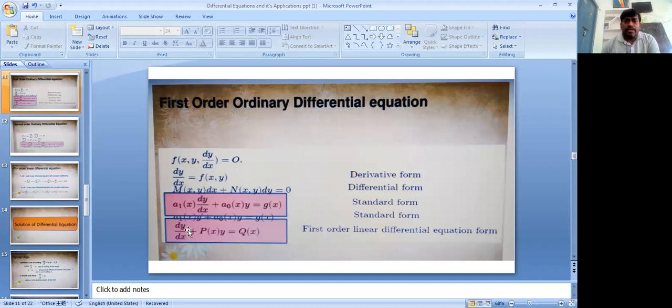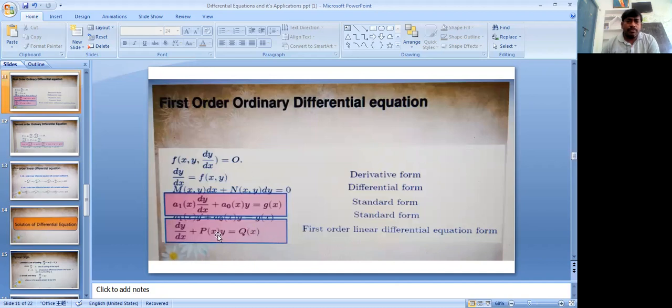is the standard form. Generally at the UG level, we can solve or use the definition of a linear differential equation, and simply say dy/dx + p(x) y = q(x). This is the first order linear differential equation form.